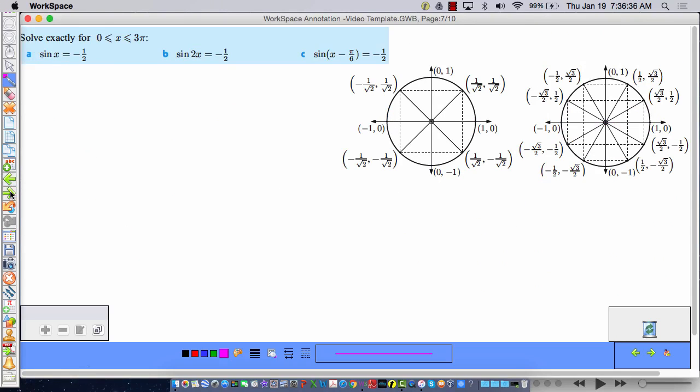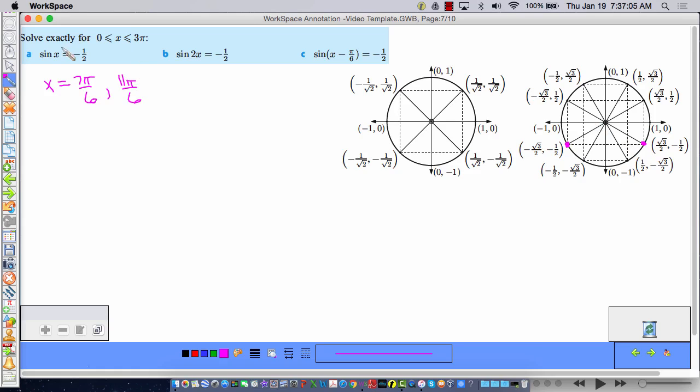We're going to have to split this up. Solve exactly for 0 to 3 pi: sine x equal to negative 1/2. Well, sine x equals negative 1/2 at our pi over 6's, right? So that would be x equal to, let's see, 7 pi over 6 is the first one. And then the next one is 11 pi over 6.